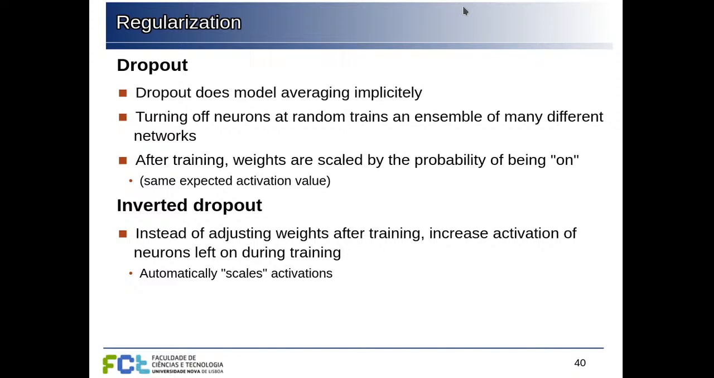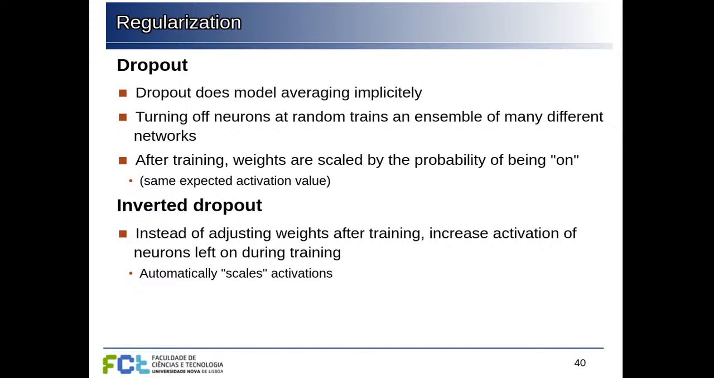So, for example, if you use 50% dropout probability, then on average, each neuron is only active half of the time on the mini batches during training. And so after training, we scale down the outputs of the neuron by half. And this means that the average output of the neuron will now be the same during prediction, during inference, as it was during training. So this is the general approach to dropout, and it's the way it's implemented in Keras.